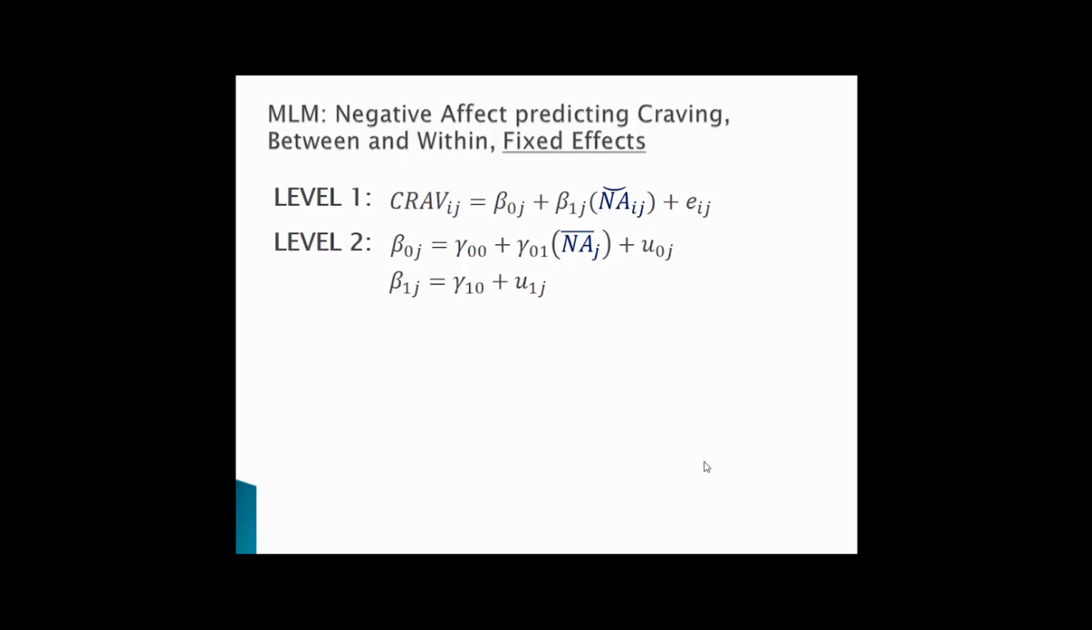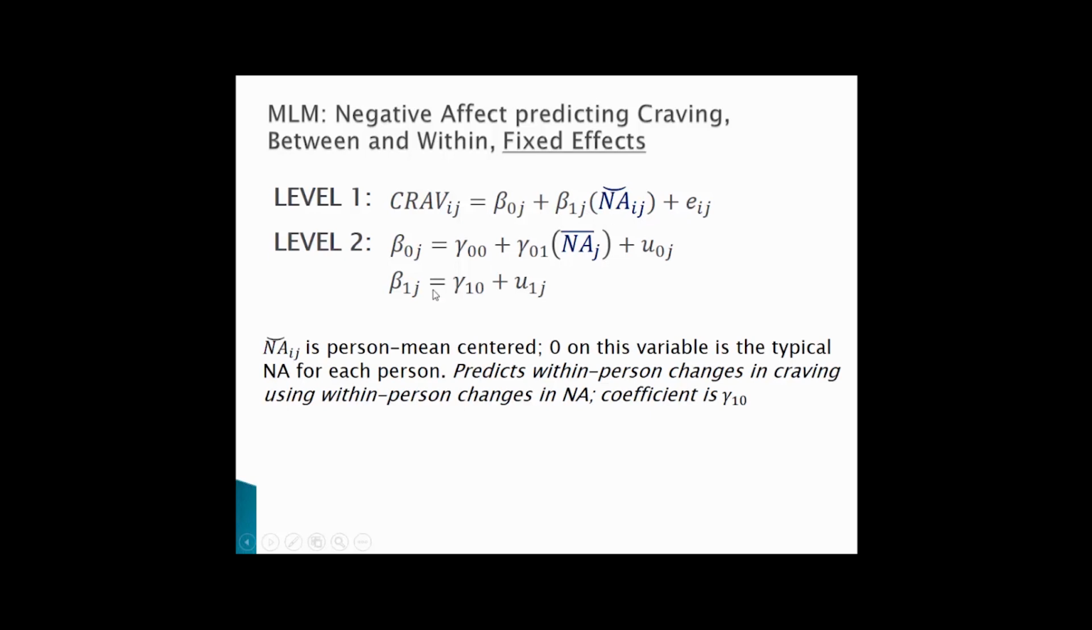Okay, so now what we're going to do is we're going to elaborate our multi-level model by adding in predictors. So now at level 1, I've got a more complicated function, but you can think about this as a regression for each individual, where now we have an intercept plus an effect of negative affect at that time point. Okay. And so this variable is our person mean centered variable, this negative affect with the curvy hat on top. 0 on that variable is typical negative affect for each person, and variation in that variable is going to predict within person changes in craving. Okay, and its coefficient that we're going to estimate is this gamma 1, 0.